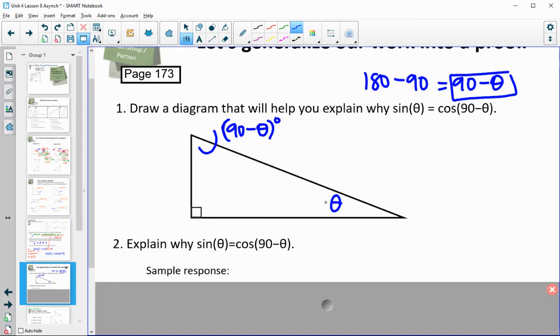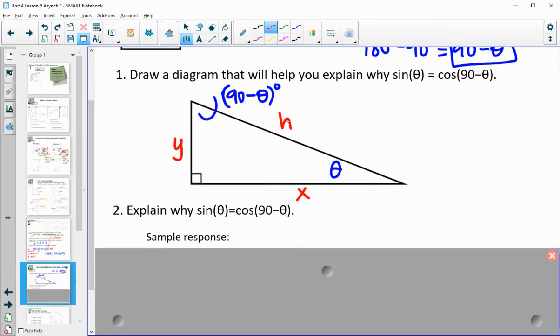So then let's label the sides. So across from the 90, the hypotenuse I'll label with an X. Across from the angle, okay, so across from theta, I'm going to call that side Y. And next to the theta, I'm going to call that X. So can you write out the sine and cosine in general from this picture? Because there's really no numbers here except for the 90-degree angle.